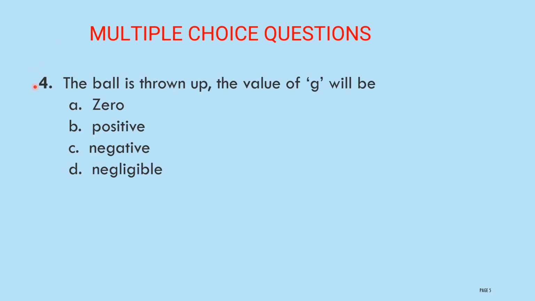Next question, question number 4: the ball is thrown up, the value of g will be option A, 0; option B, positive; option C, negative; option D, negligible. When you throw a ball, or any object, against gravity, then the value will be negative.